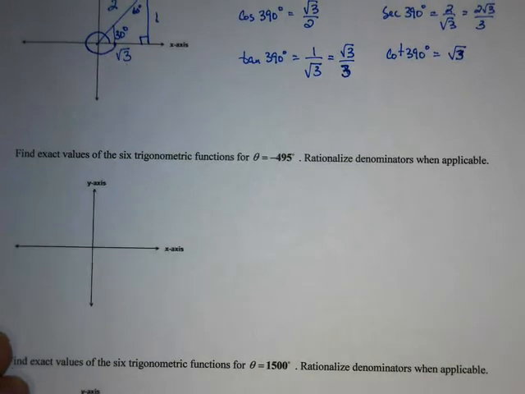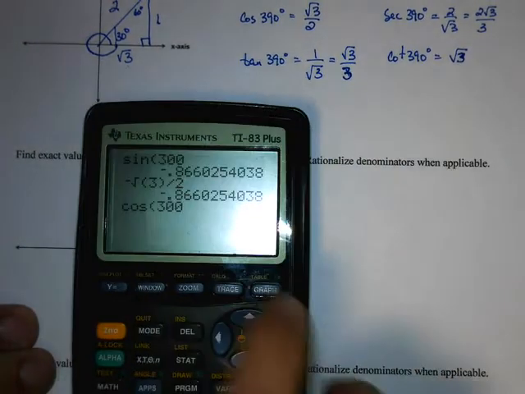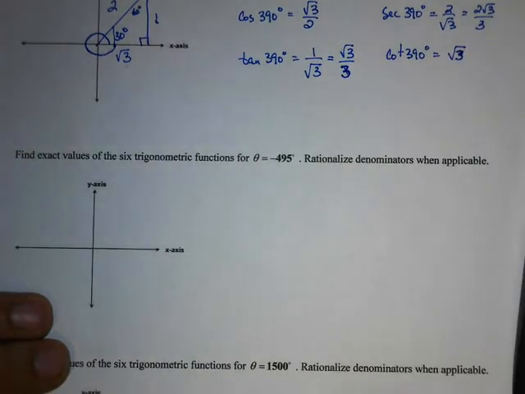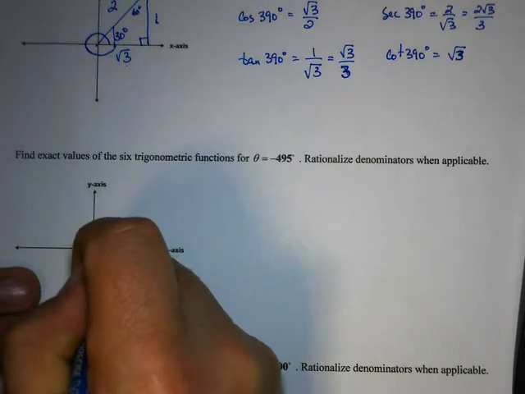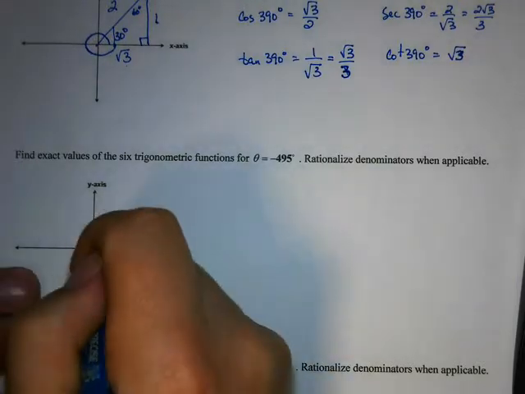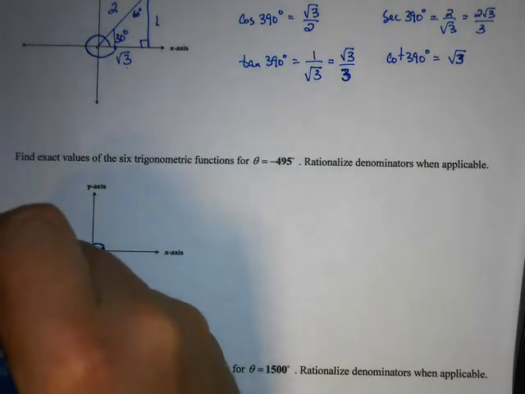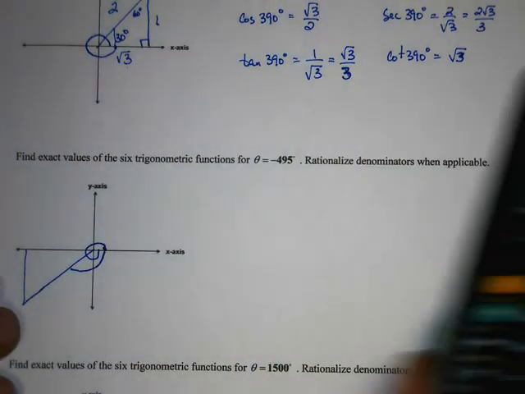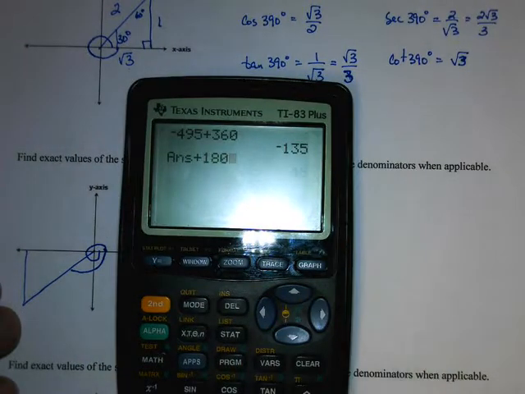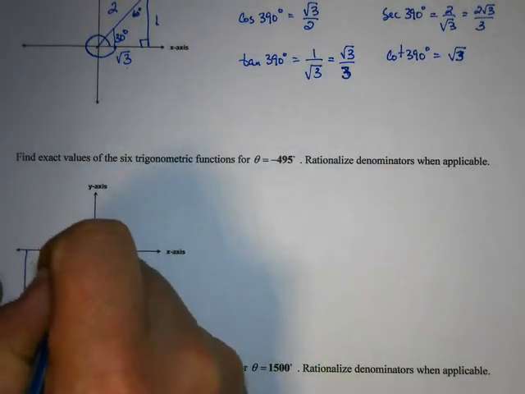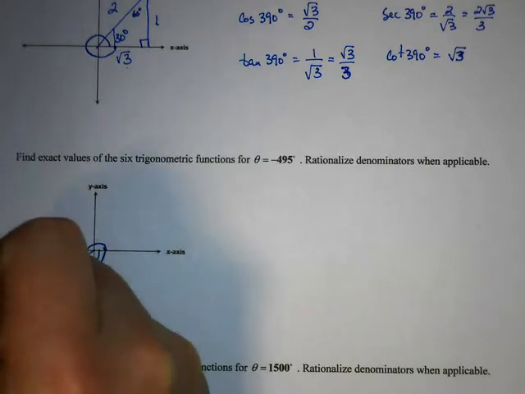So if we go negative 495, and we add 360 to that, we get negative 135. What that's really doing is, as we come around, there's negative 360, and now we need to go another negative 135. So if that's negative 135, we could add our 180 into that, and you're going to see that the reference angle is 45 degrees. So it's a 45, 45, 90.